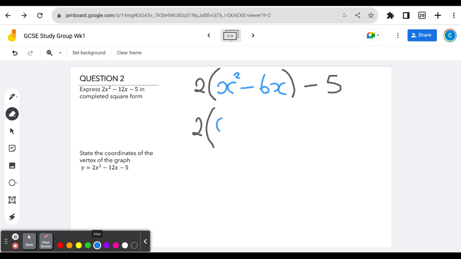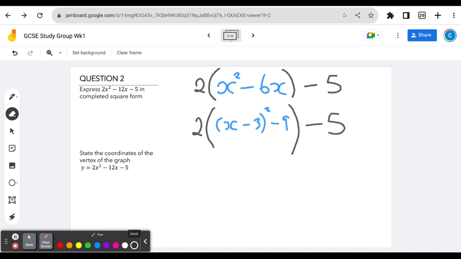Complete the square. Send me a message if you are not sure what I'm doing or how to complete the square. But what you do is you halve the b term, the term that is the coefficient of x. So that gives me 3. Set up your bracket, square it, and then subtract that number squared. Okay, so that's the completing the square step actually done right there.